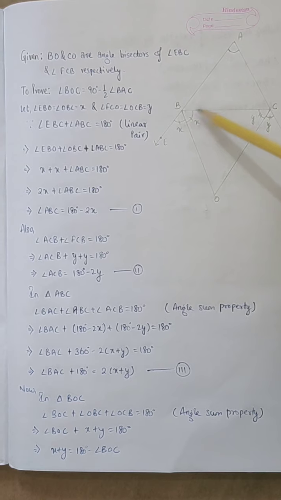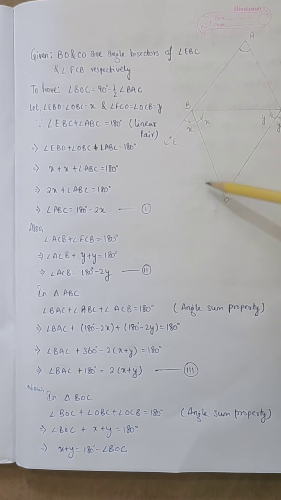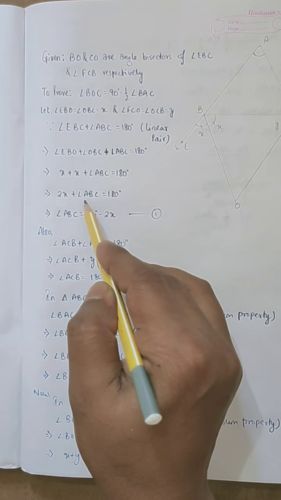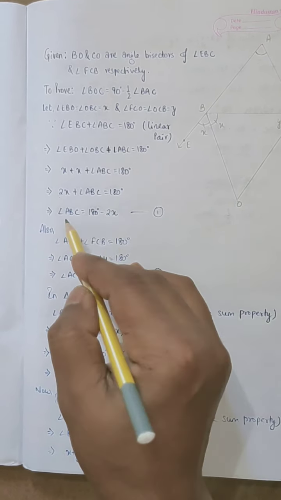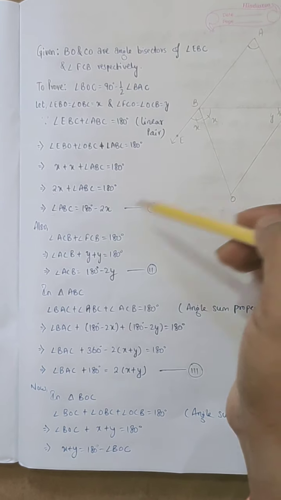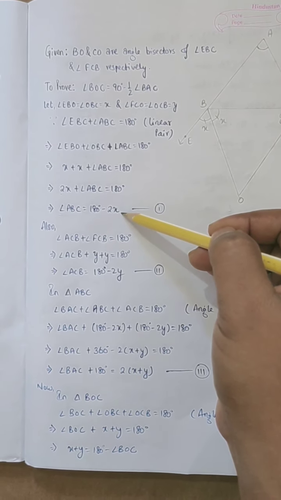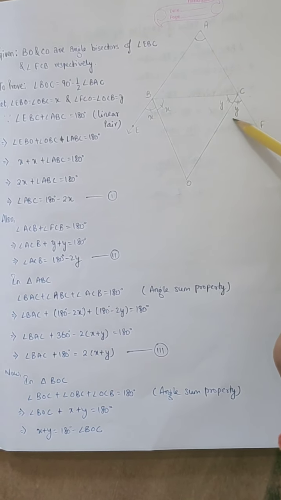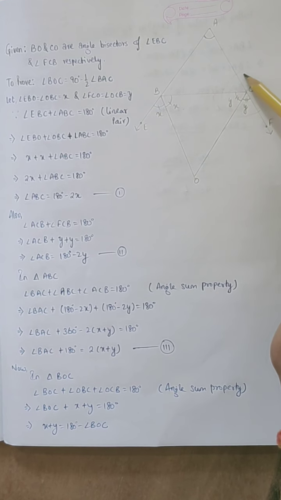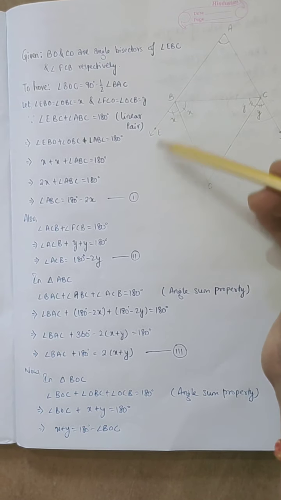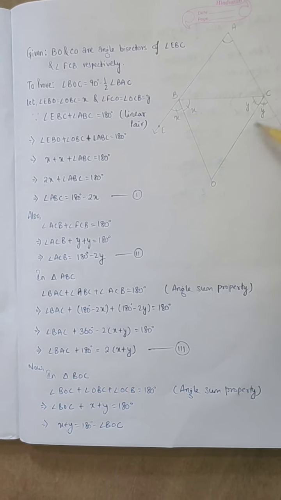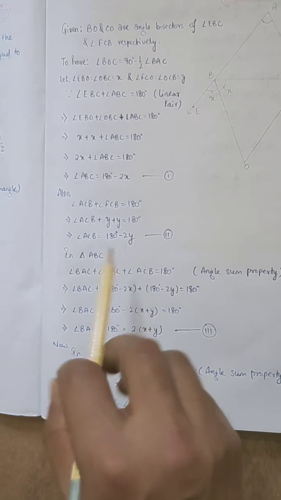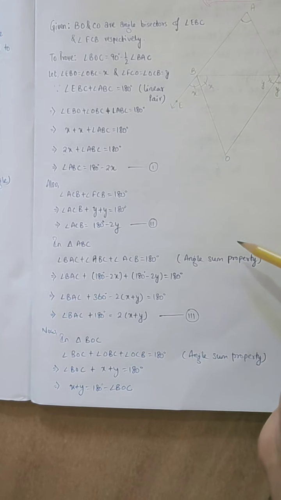Angle EBC is made of two parts, EBO and OBC, so we can write 2x here. So 2x plus angle ABC is equal to 180. From this we can find angle ABC, which is equal to 180 minus 2x. Similarly, the sum of these two angles will be 180, so angle ACB plus 2y is equal to 180. From this we find angle ACB, which is equal to 180 minus 2y. Put these two equations as 1 and 2 respectively.